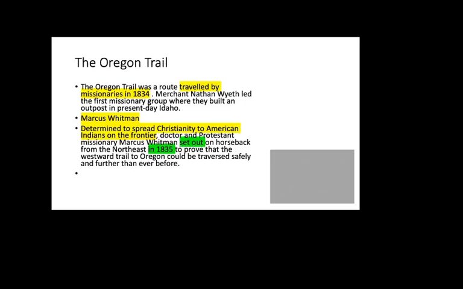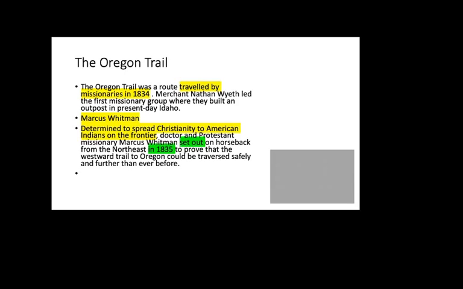So the Oregon Trail was a route traveled by missionaries in 1834. That's a religious group, okay? Merchant Nathan Wyeth led the first missionary group where they built an outpost in what we call Idaho today, all right? Marcus Whitman was another man who was determined to spread Christianity to American Indians on the frontier. He was a doctor and Protestant missionary. Marcus Whitman set out on horseback from the Northeast in 1835 to prove that the Westward Trail to Oregon could be traversed safely and further than ever before.